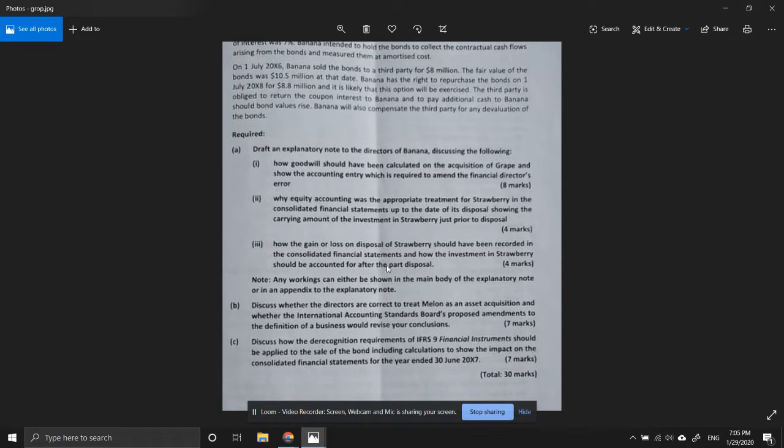loss as well, right? So in B, what we are required is, I think it's about Melon, whether the directors are correct to treat Melon as an assets acquisition and whether the IASB's proposed amendments to definition of business would revise your conclusions. And then C is about derecognition requirements of IFRS 9. Financial instruments should be applied to the sale of bond, including calculations to show the impact on consolidated financial statement for the year ended 30 June 20x7.